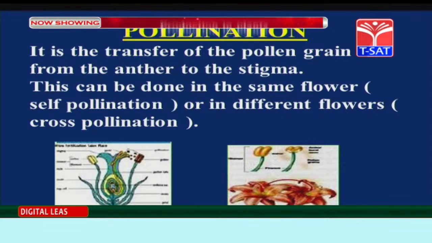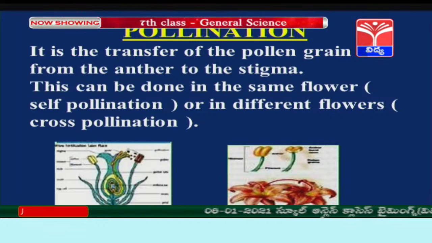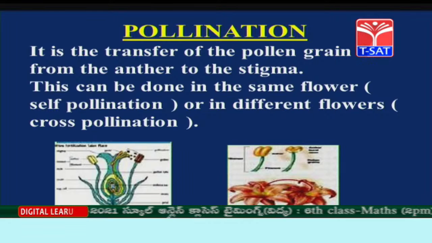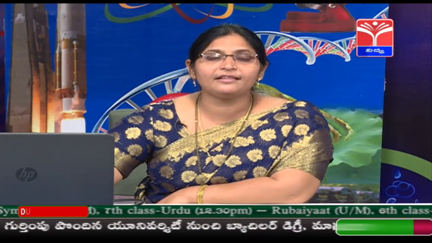And how can this pollination be done? It may be done in the same flower or in different flowers. If it is in the same flower, should the flower be bisexual or unisexual? It is bisexual. So in a bisexual flower, the pollen grains from the anther move to the stigma. That is in the same flower. If it is in different flowers, the pollen moves from one flower to another flower. So depending upon whether pollination takes place in the same flower or in different flowers, pollination is divided into two types.